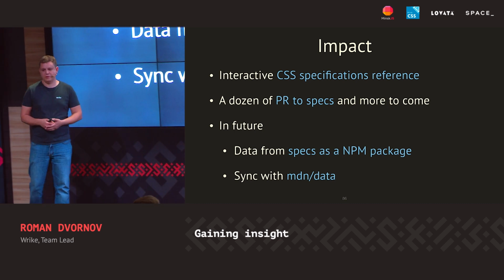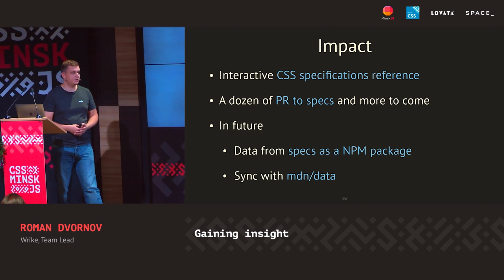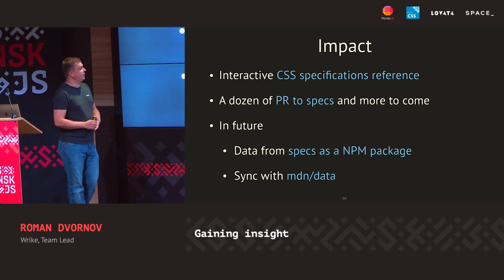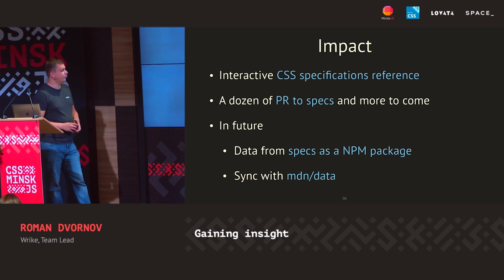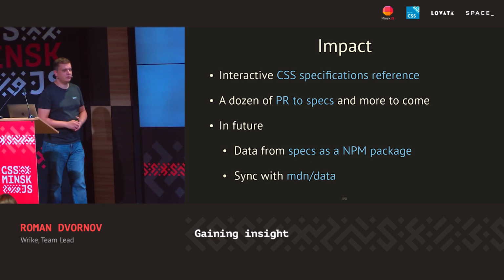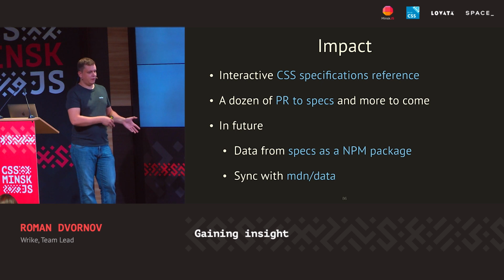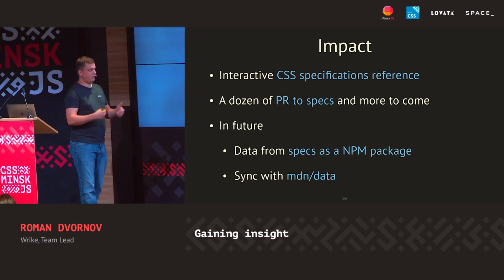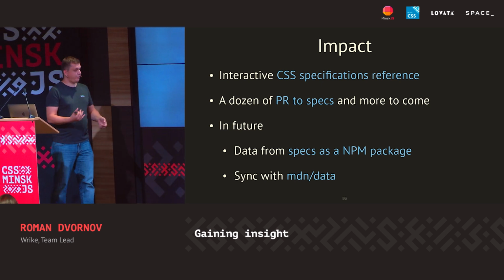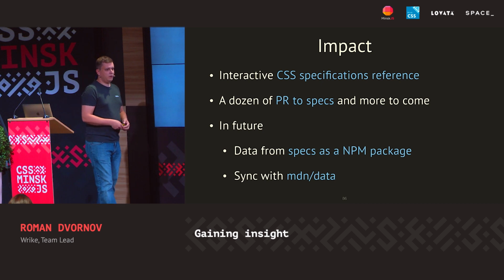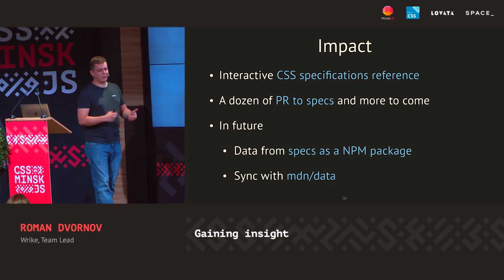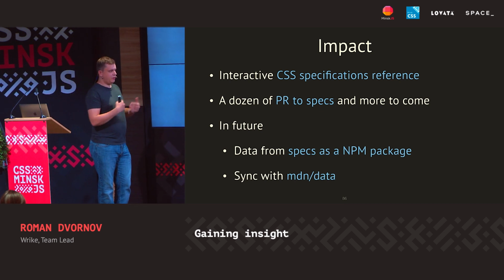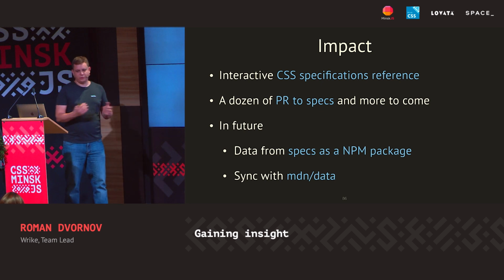During parsing CSS specs, I found a lot of mistakes, so I already made a dozen pull requests to the specs to fix that. In the future, I think about NPM packages that will contain data extracted from specs, so it can be used in other tools, like editors, for example, as a reference. And it may also be used to sync with MDN data, because today we copy all changes from the spec into MDN data by hand.